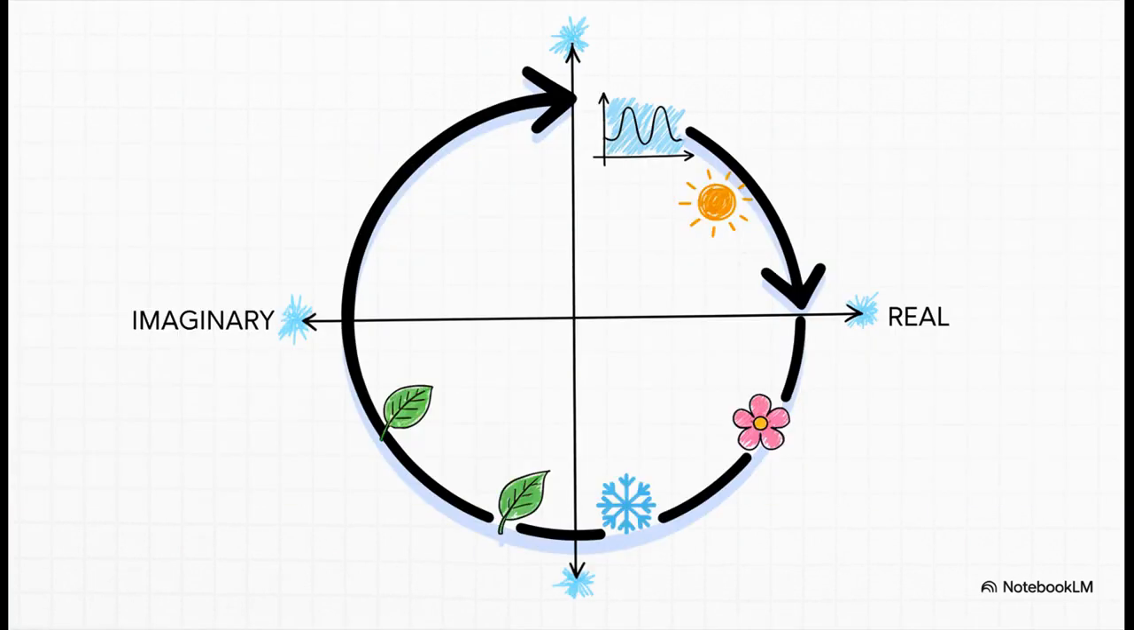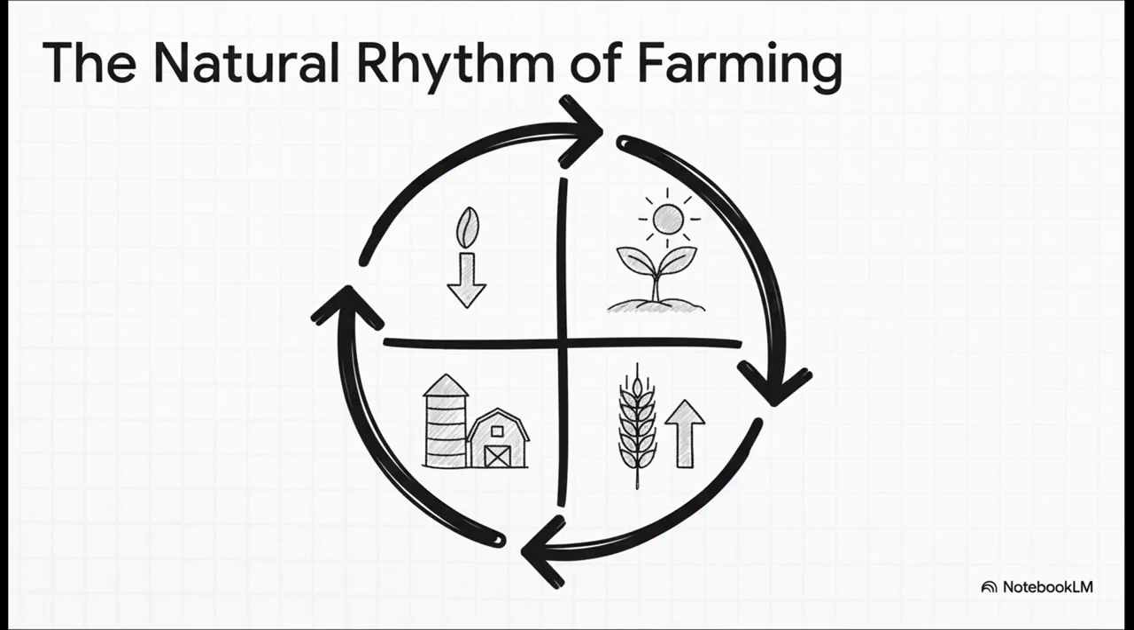And what do you get when you keep making 90-degree turns? You get a circle, a rotation. You get a cycle. That's the secret. The imaginary part isn't imaginary. It represents rhythm, oscillation, seasons, things that repeat. It represents cycles.